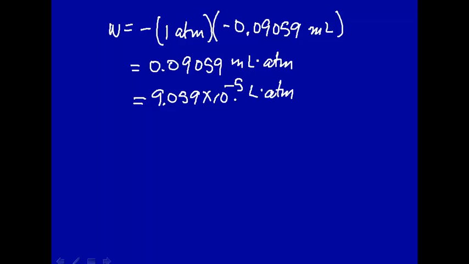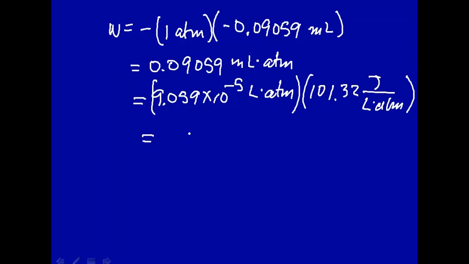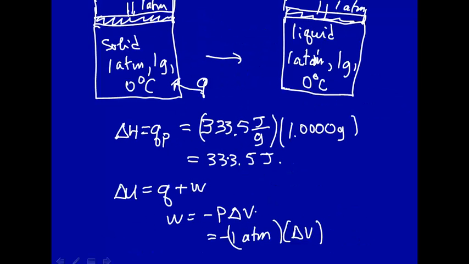And we look up the conversion factor. We want to put in joules here. The conversion factor is 101.32 joules per liter atmosphere. And so this comes out to be 9.18 times 10 to the minus 3 joules. Well, that's not a lot of work compared to the enthalpy change, 333 joules. That's like 10 to the minus 3 joules added on to this.